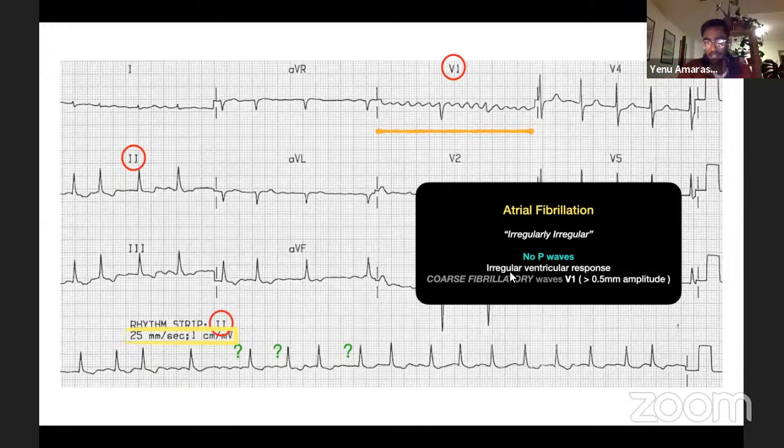And the way to tell if it's atrial fibrillation is the telltale sign of V1, or the first chest lead, showing these fibrillatory waves. And they can be deemed either coarse or fine, coarse being slightly larger than fine, and that's by a deflection of 0.5 millimeters.